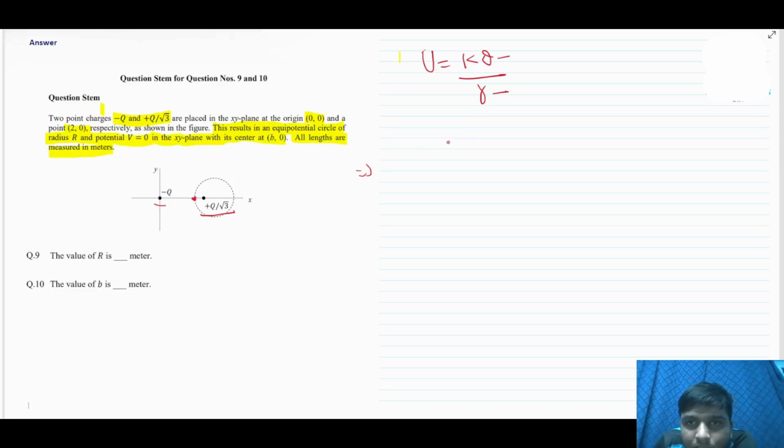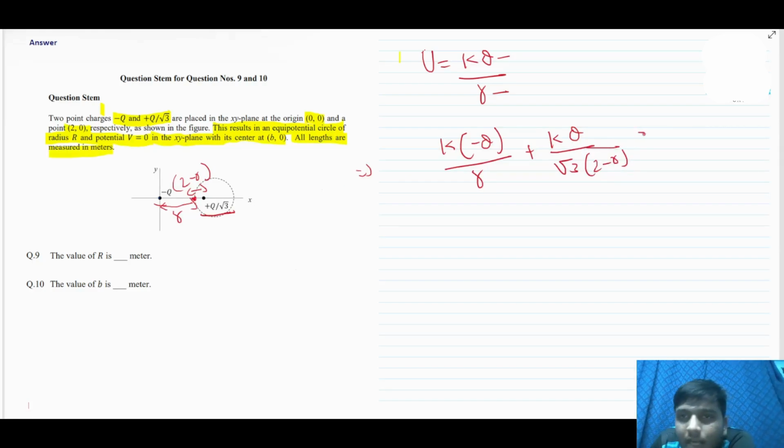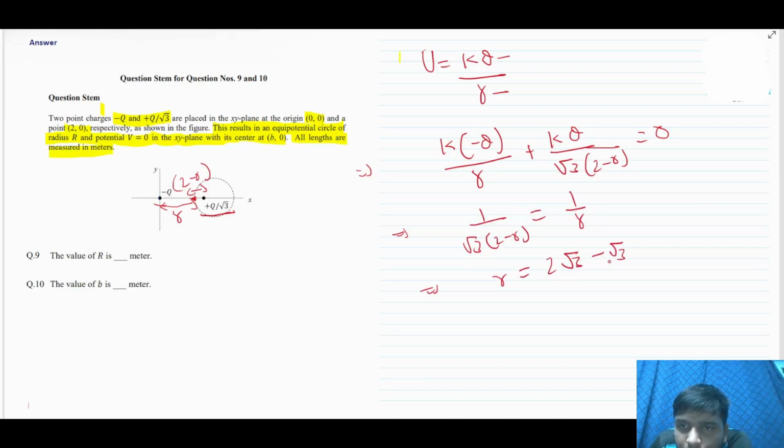So for this charge, the potential will be equal to k times minus q by r. And this distance is nothing but 2 minus r. So for the plus q by root 3 charge, the potential will be equal to kq by root 3 times 1 by 2 minus r, and this should be equal to 0. Kq cancels, then 1 by root 3 times 2 minus r is equal to 1 by r. If we cross multiply, we get r is equal to 2 root 3 minus root 3 r, that is r is equal to 2 root 3 by 1 plus root 3.